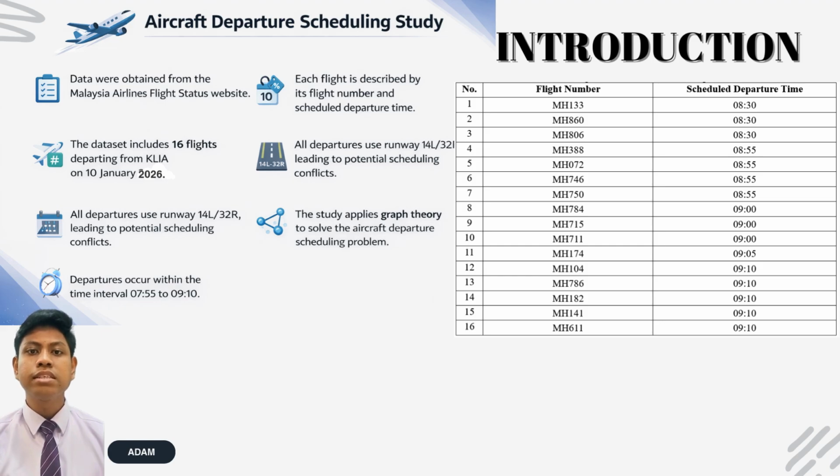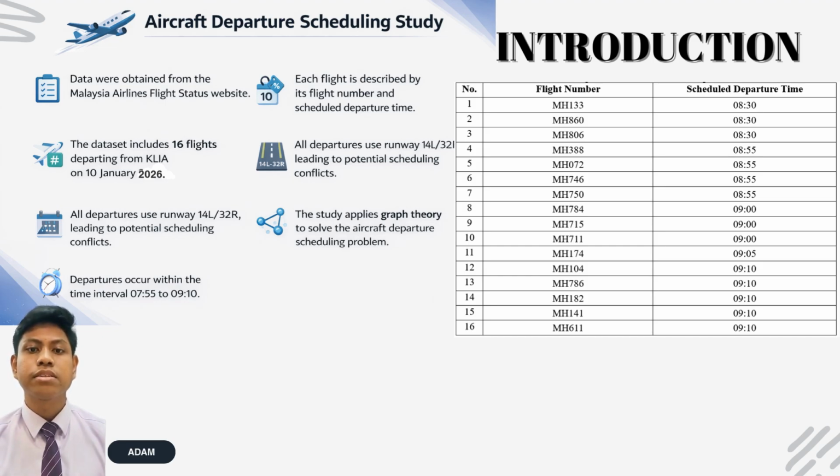The data used in this study were collected from the Malaysia Airlines Flight Status website, focusing on flights departing from Kuala Lumpur International Airport (KLIA) on 10 January 2026. The dataset includes two main attributes, the flight number and the scheduled departure time. This study focuses on solving an aircraft departure scheduling problem using graph theory.